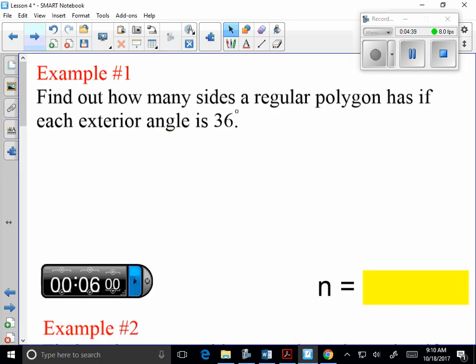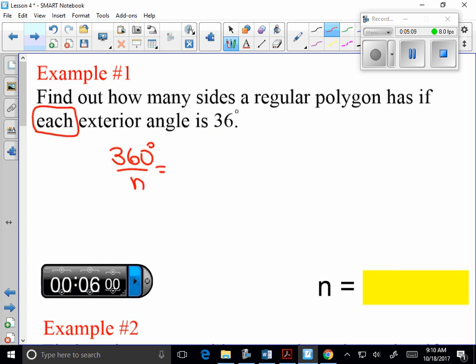Let's continue. So let's try this example together, and then we'll move on to another one. Find out how many sides a regular polygon has if each exterior angle is 36. So each exterior angle. What does the word each imply? One of them, right? One of them. Well, one exterior angle has this formula.